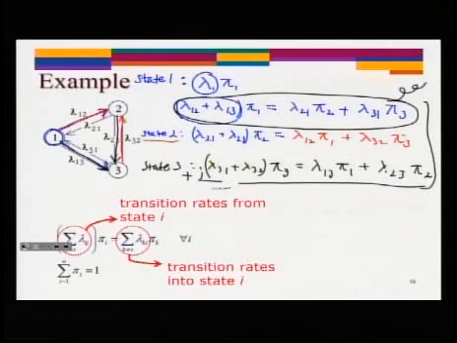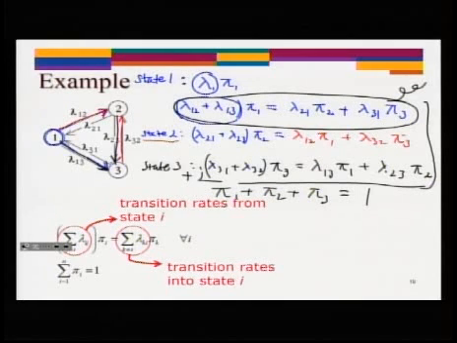But you have one more equation, right? Which is pi 1 plus pi 2 plus pi 3 equals 1. Since you have three unknown variables, pi 1, pi 2, pi 3, and you have three equations, right? So you should be able to determine the pi's. It's very easy, right?